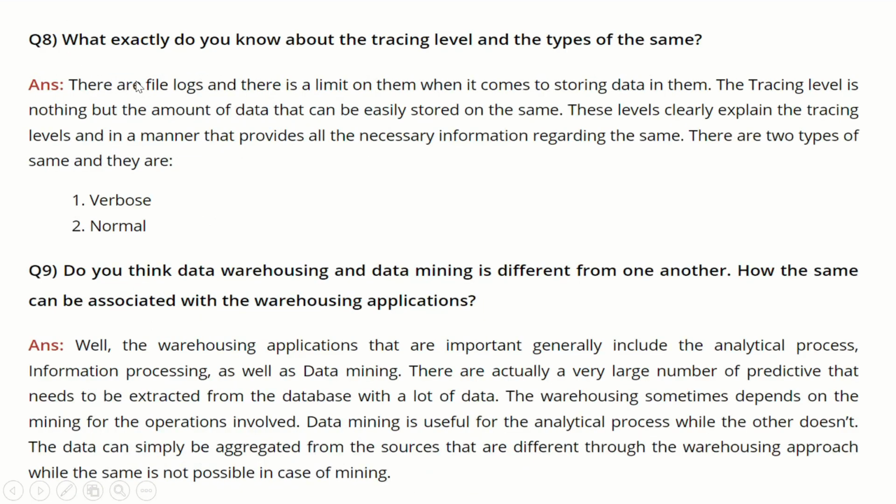So question number 8 is: what exactly do you know about the tracing level and the types of same? So there are file logs and there is a limit on them when it comes to storing the data in them. So the tracing level is nothing but the amount of data that can be easily stored. There are two types of tracing levels, and they are verbose and normal.